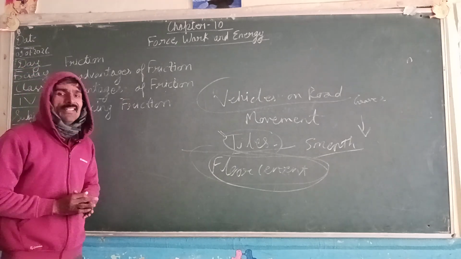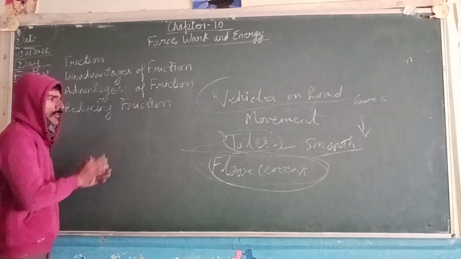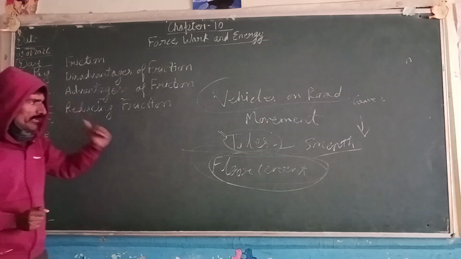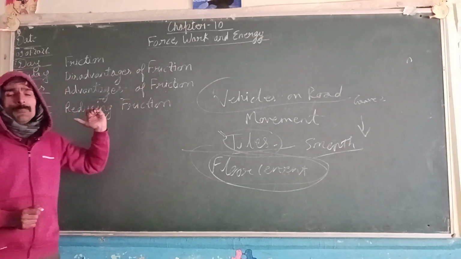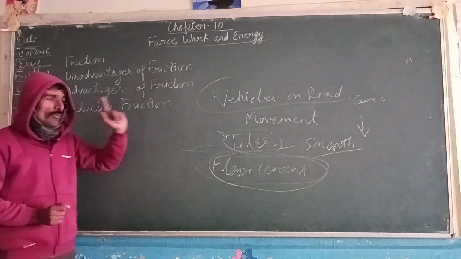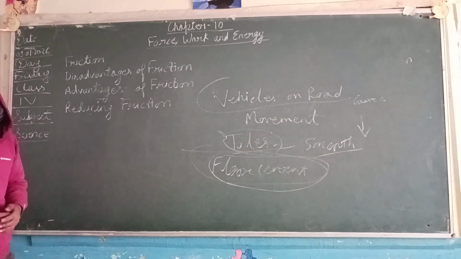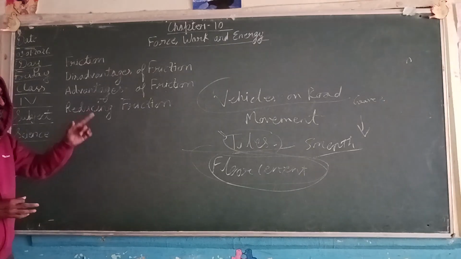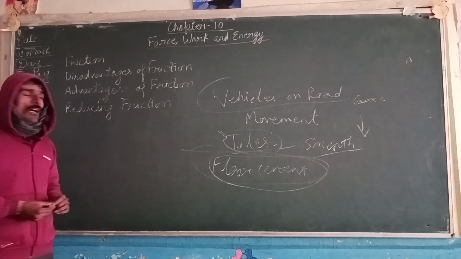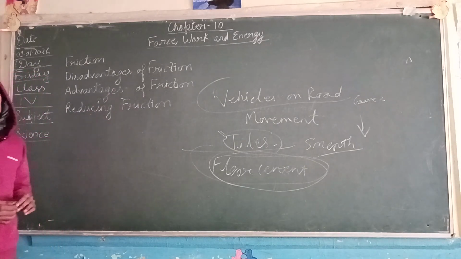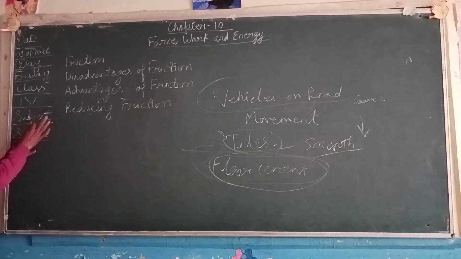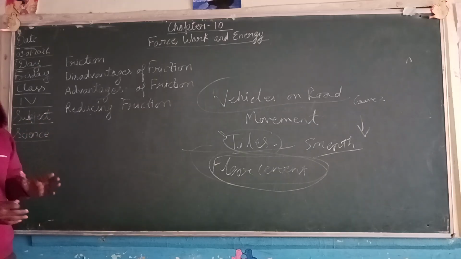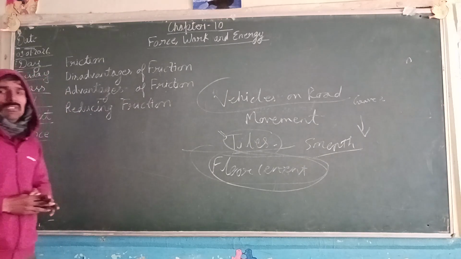That's why normally vehicles that are old and whose tires have become smooth tend to slip on the road. That's why it is suggested to people that the tires of a vehicle should be changed after they get damaged. So friction helps movement on a particular surface.